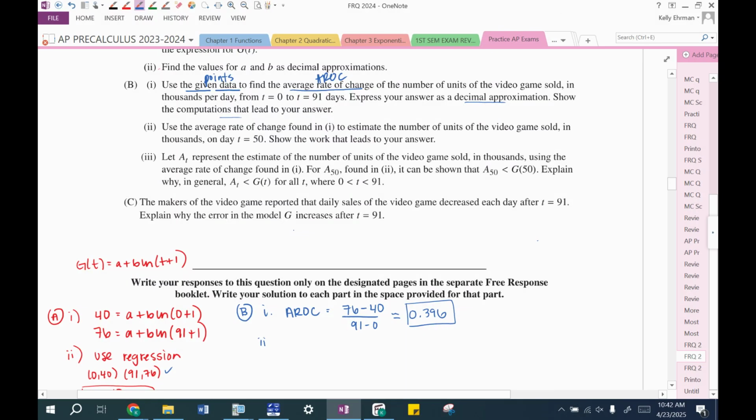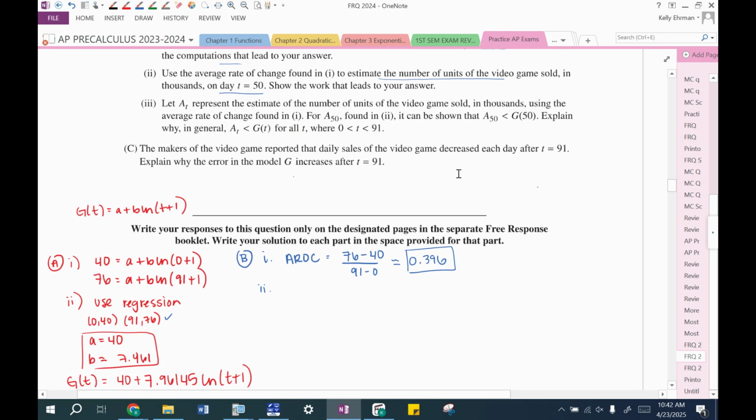Okay, and then part 2 says use the average rate of change that you just found to estimate the number of units sold on day 50. Show the work that leads to your answer. So this is always a point slope equation. So in general, you have y minus y1 is equal to m times x minus x1. In our equation, m is 0.395... because we're going to use the unrounded version.